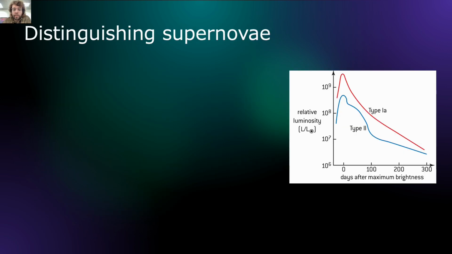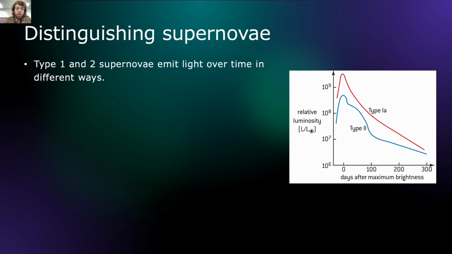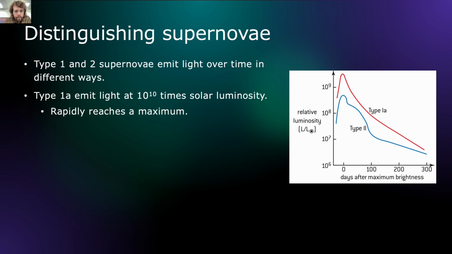Okay, so finally we're going to talk about how to distinguish these two types of supernovae. So as we can see in this graph here on the right, we have relative luminosity on the y-axis, and we have days after the maximum brightness, or just time, on the x-axis. So we can see here that at their maximum brightness, the type 1a supernova emits light at 10 to the 10 times solar luminosity, and this rapidly reaches a maximum. And then it tails off over around 6 months, pretty smoothly as well.